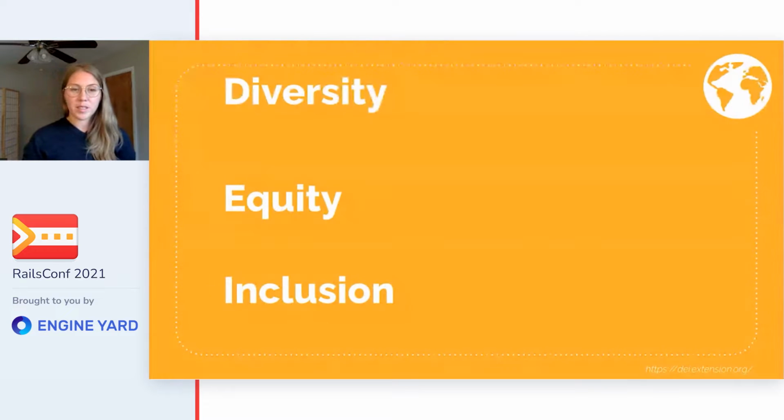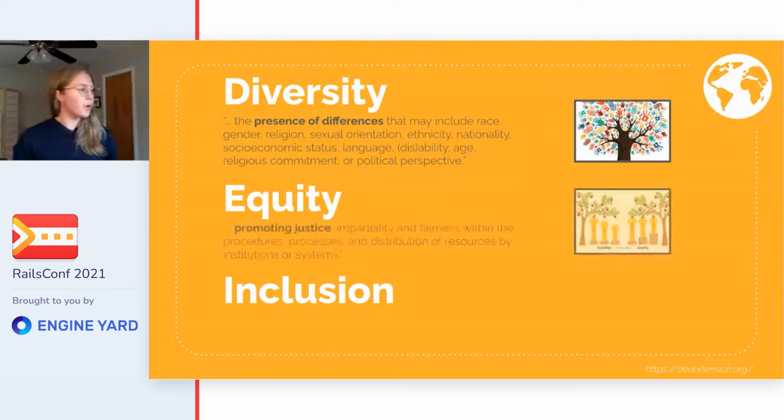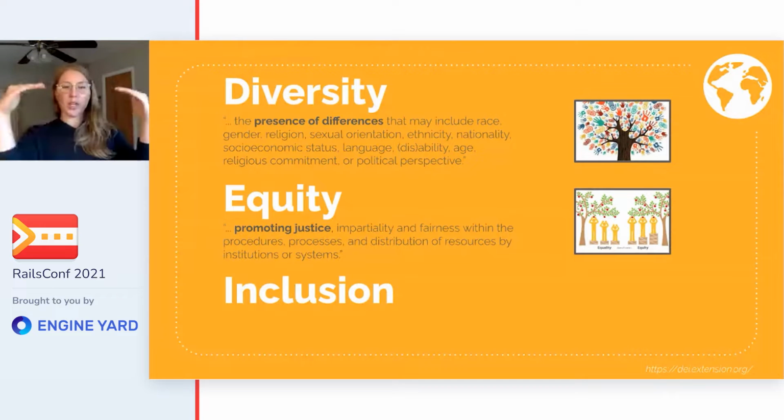So what is DEI? DEI stands for diversity, equity, and inclusion. Diversity is the presence of differences, so that might include race, nationality, sexual orientation, religion, age, ability or disability, etc. Equity is promoting justice, impartiality, and fairness within the procedures, processes, and distribution of resources by institutions or systems. So you might recognize this picture on the right. I think the first time I saw something like this, it was like this same kind of image, but they were looking over a fence at a baseball game.